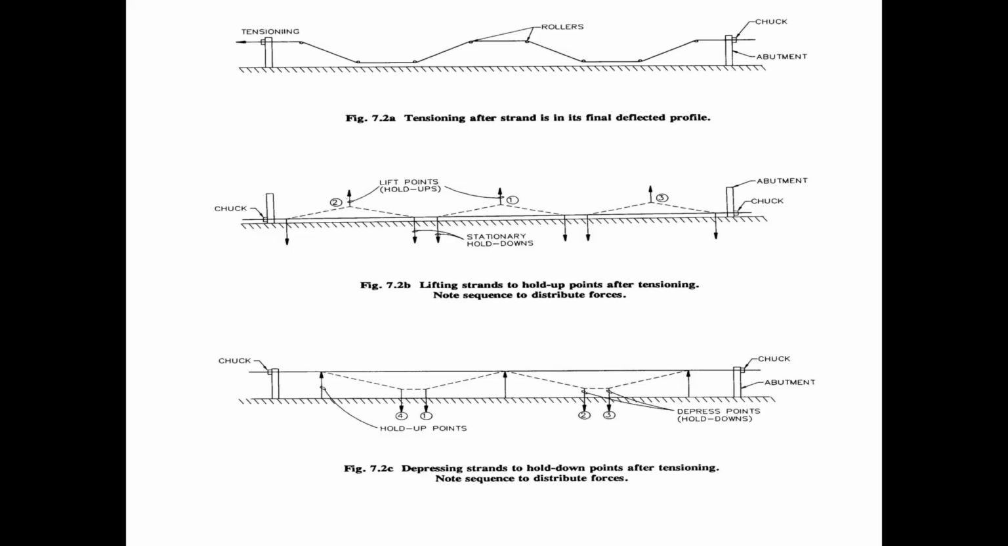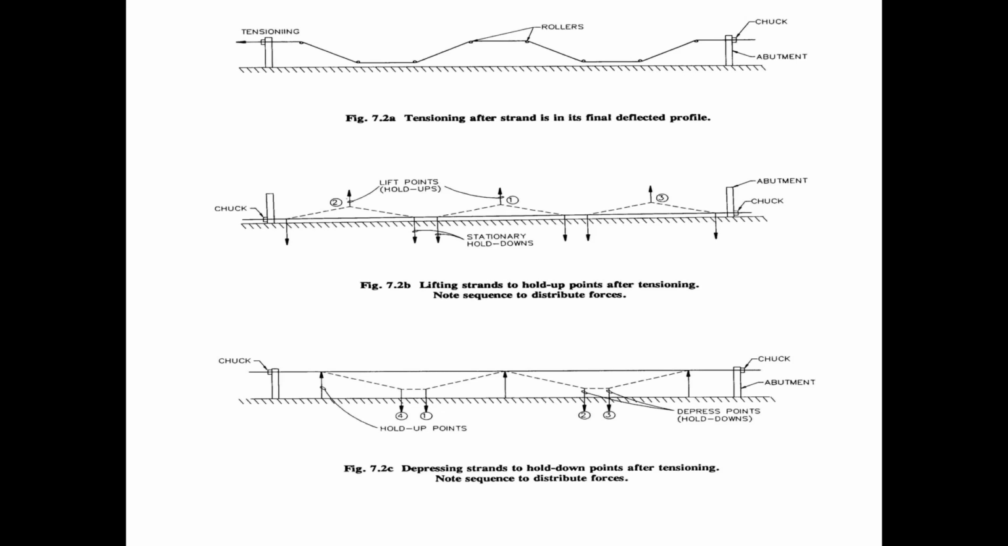Okay, contrast that with figure 7.2b. In figure 7.2b, we are tensioning the strand in the straight position, and then afterwards we're coming back and picking the strand up into the draped position. So again, we have 2 beams in the bed. Each beam has a 2-point hold down, but instead of tensioning the strands in the draped position, we're tensioning the strands straight, and then we're coming back and picking the strand up at the hold up location such that it ends up being in our deflected shape.